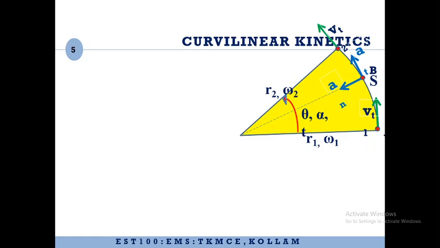Now let us look into curvilinear kinetics. For a body to undergo curvilinear motion, we have understood that for a change in the direction of the velocity, a normal acceleration is essential. And this normal acceleration is brought about by what is known as centripetal force. Centripetal force is equal to mass into centripetal acceleration, and it is this centripetal force that ensures curvilinear motion.